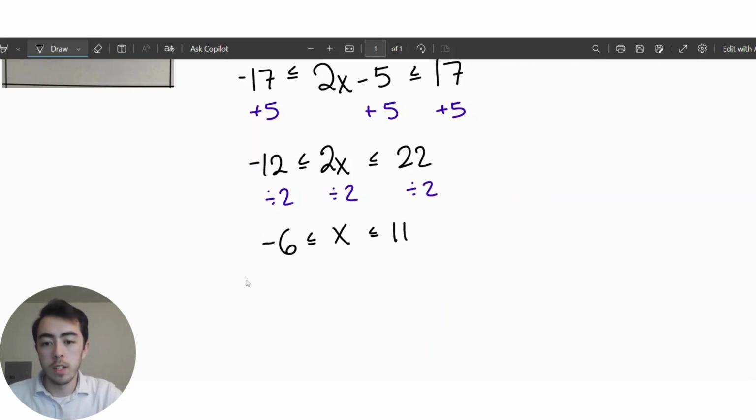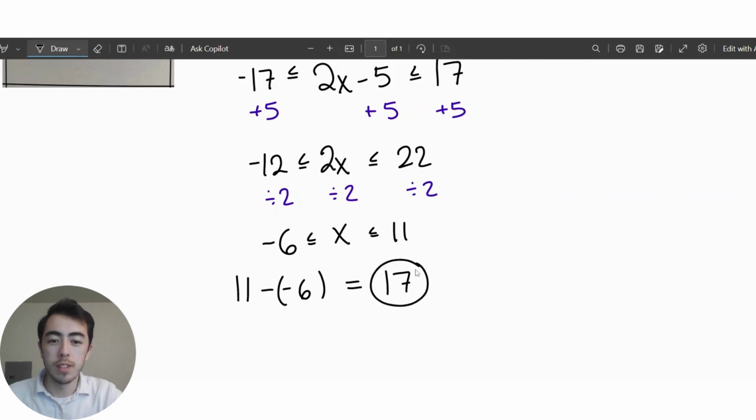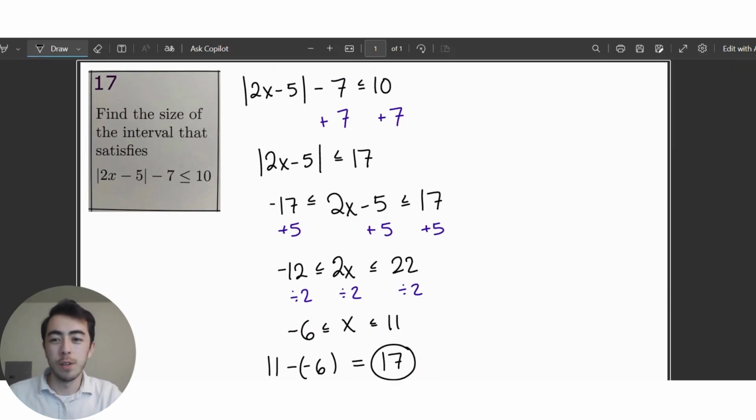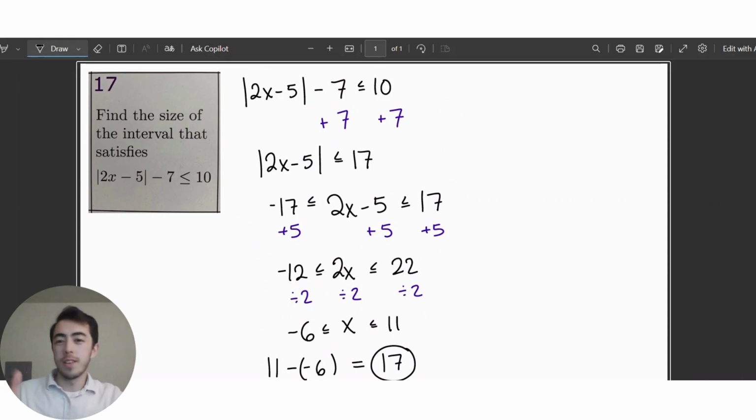And earlier I said you could do the higher value minus your lower value and get the size. And 11 minus negative 6, that's the same as 11 plus 6. And here is my 17 after all. Great. So I found the interval, and I've shown that its size, or its width, the distance from low to high, that's a 17. Looks like I'm all done with this problem, so that's it for today.